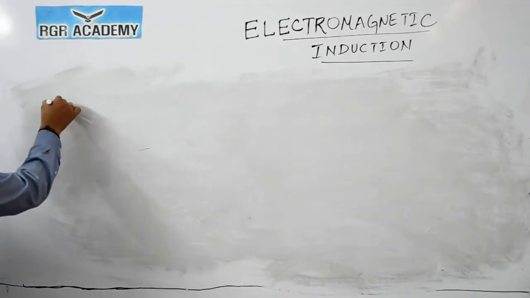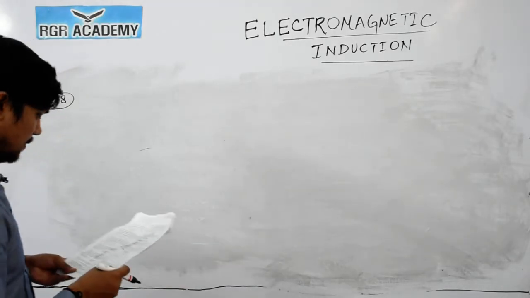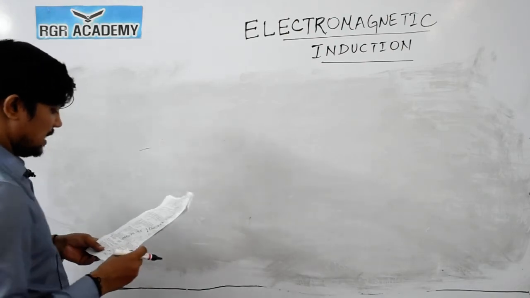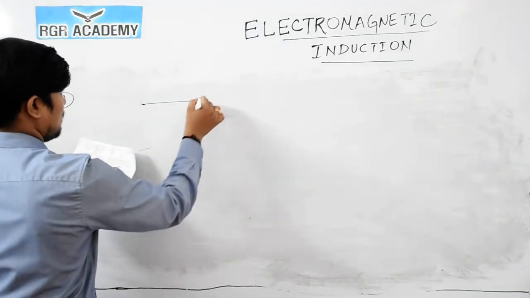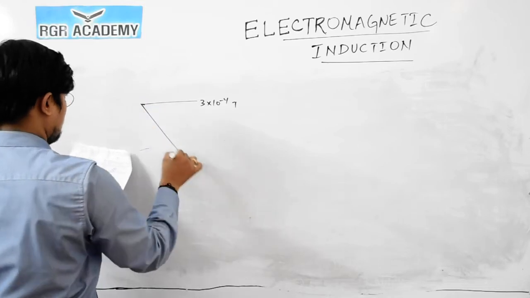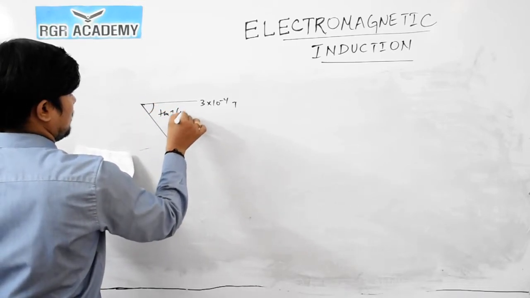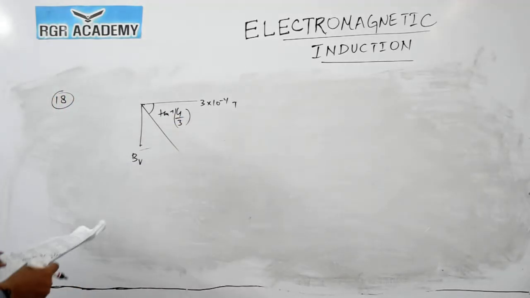Now question number 18. The horizontal component of earth's magnetic field is 3 into 10 to the power minus 4 Tesla, and dip is tan inverse 4 by 3. Okay. So the vertical component we can consider as BV.